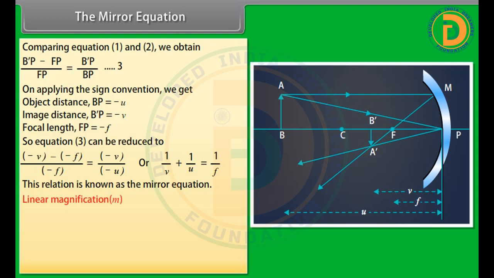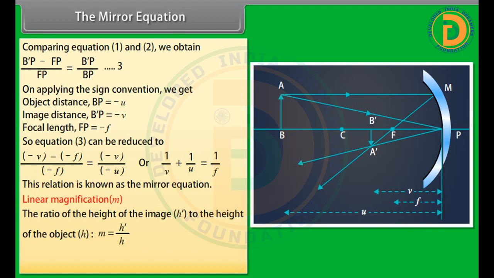Linear magnification m. The ratio of the height of the image h' to the height of the object h: m is equal to h' by h. For the given figure, linear magnification is minus v by u.